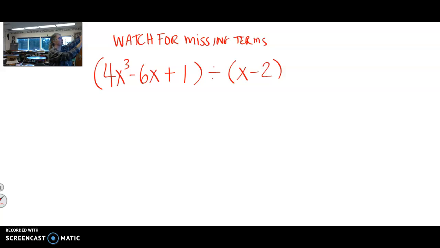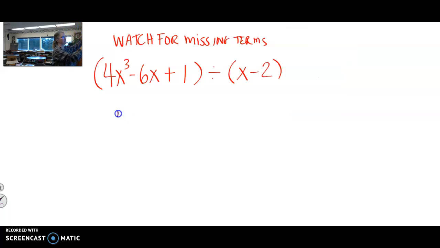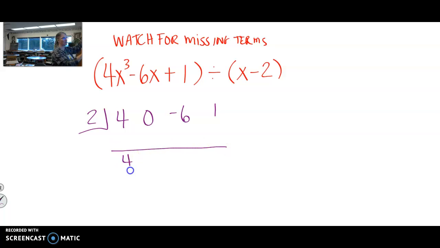All right, so hopefully you did it on your own. Let's check your work. I'm going to use a different color here. So I have 4, and I have a missing x squared term, so I have to put a 0, and then negative 6, and then a 1. And the number that goes in the box is when does x minus 2 equal 0, and it's when x is 2, so you put a 2 in the box. Drop the 4, multiply. You don't have to draw all those arrows that I had before. Add, multiply, 2 times 8 is 16. Add, and you should get 10. Multiply 2 times 10, which is 20. And this is my remainder.